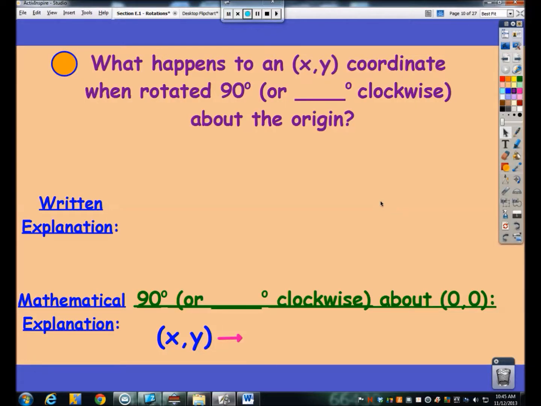Now, what we're going to do is look at how the x and y coordinates are affected by three different types of rotations: a 90-degree rotation, a 180-degree rotation, and a 270-degree rotation. There will be exact specific things that you will notice happen. So first, let's start with a 90-degree rotation, or how many degrees clockwise is that?